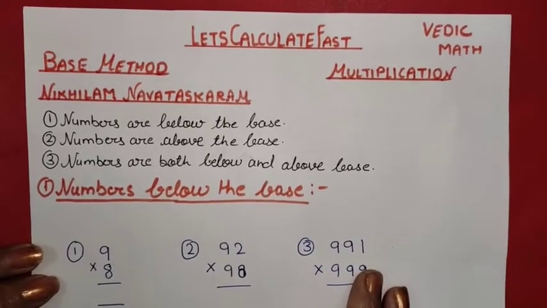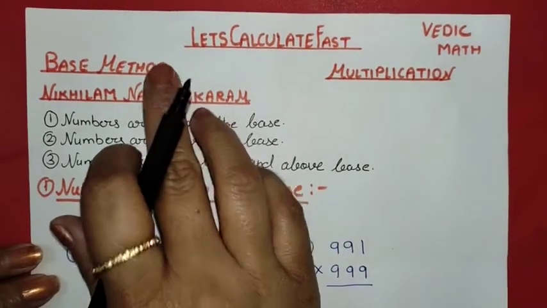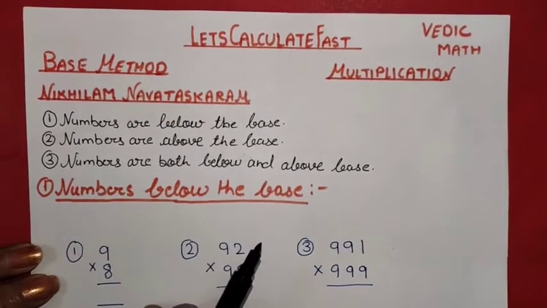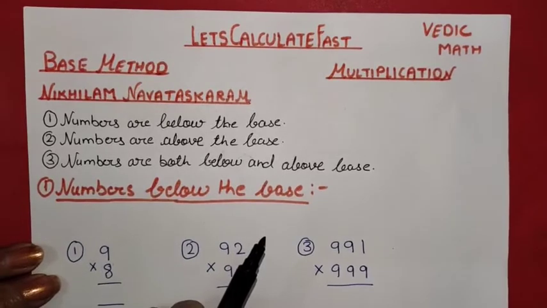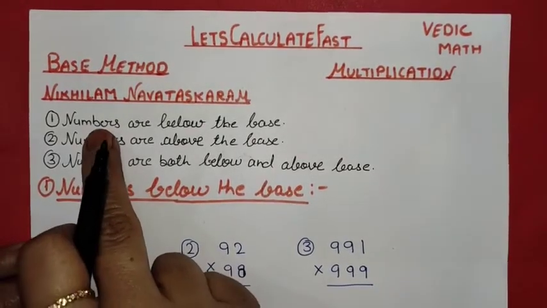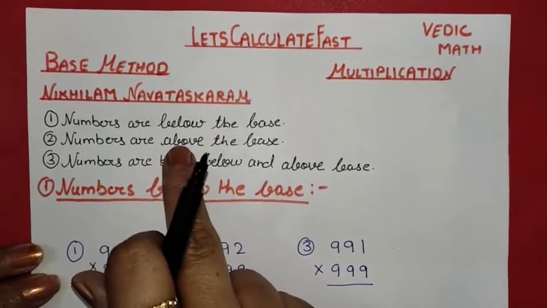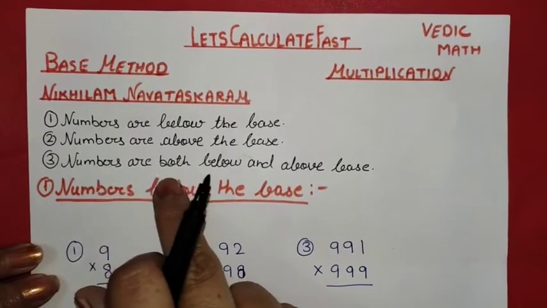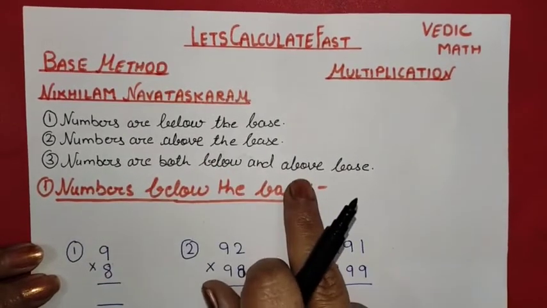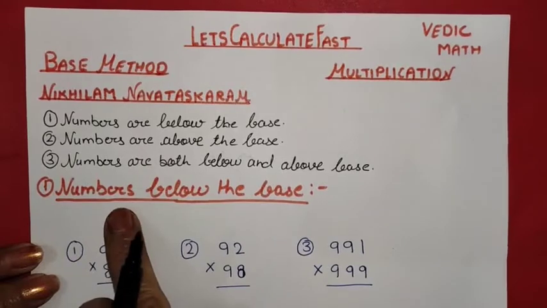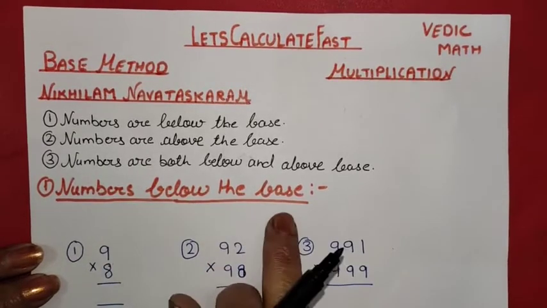This is Manisha Gupta. In this series of Vedic Math Multiplication, our today's topic is the base method of multiplication, and its Sanskrit sutra is Nikhilam Navataskaram. The base method of multiplication is divided into three types: when the numbers we want to multiply are below the base, when they are above the base, and when they are both below and above the base. Today in this video we will discuss our very first method, when we want to multiply numbers that are below the base.